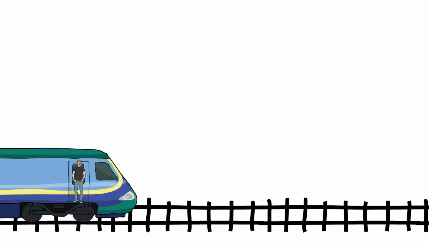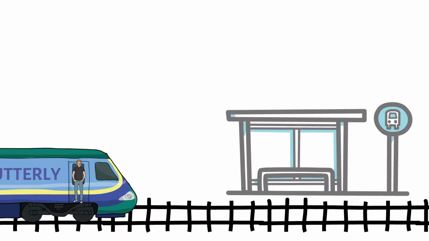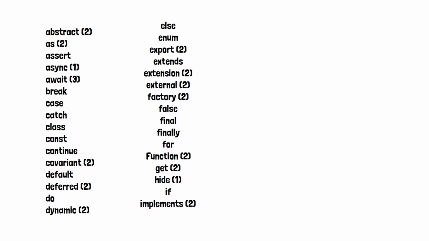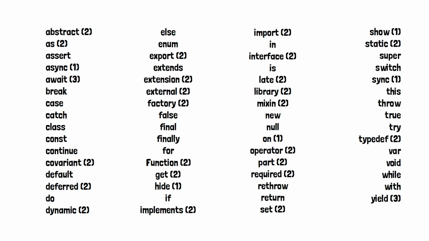Now, think of the road ahead as being a long train journey. We're in the Flutterly train, and the first stop we're going to take on this tour of Dart language is at the keyword station. Now, I'm not going to spend a lot of time talking about all these keywords.